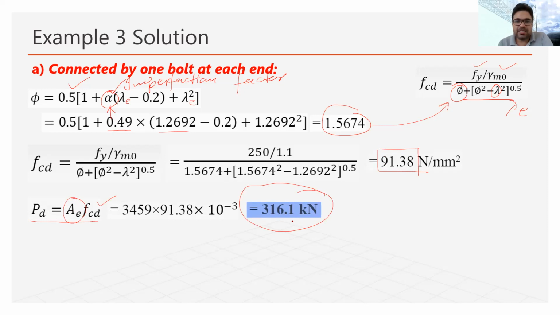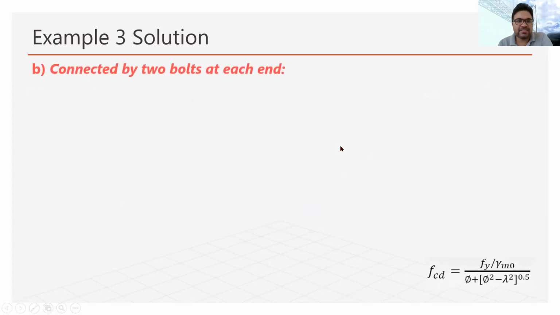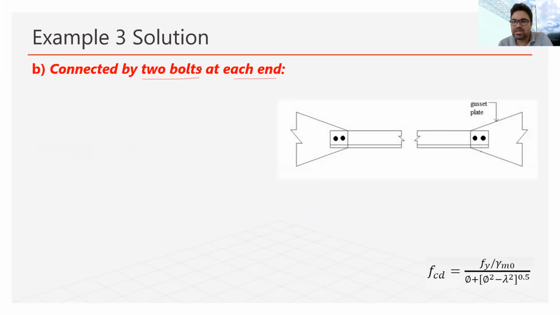Similarly, now we will see the second case. The second case is when the angle section is connected by two bolts at each end. In the previous case, it was one bolt. Now in this case, we are having two bolts at each end. So again, some values are similar. When two bolts are connected, again the length between the centers of connection will be L, which is 3 meter. It is again already given in the question.